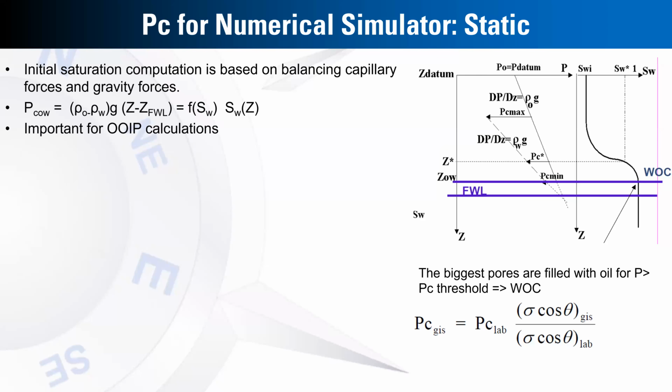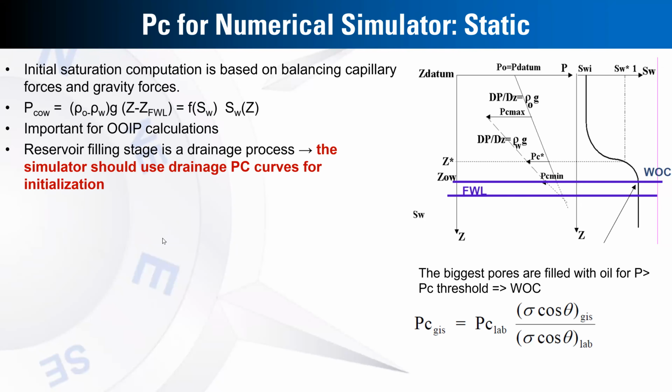So the process is simple, as mentioned. First, you have to identify the free water level, and by defining the capillary pressure curve, you can identify the corresponding initial water saturation for every grid cell in the 3D model, because the depth of this 3D grid cell is known, so we can calculate directly the corresponding water saturation.